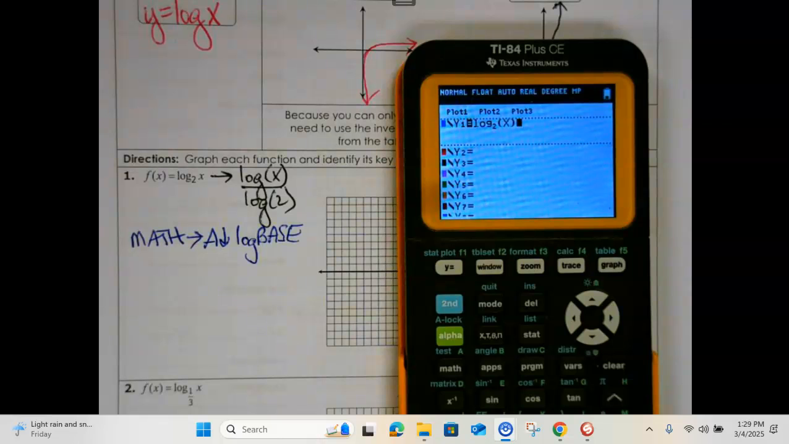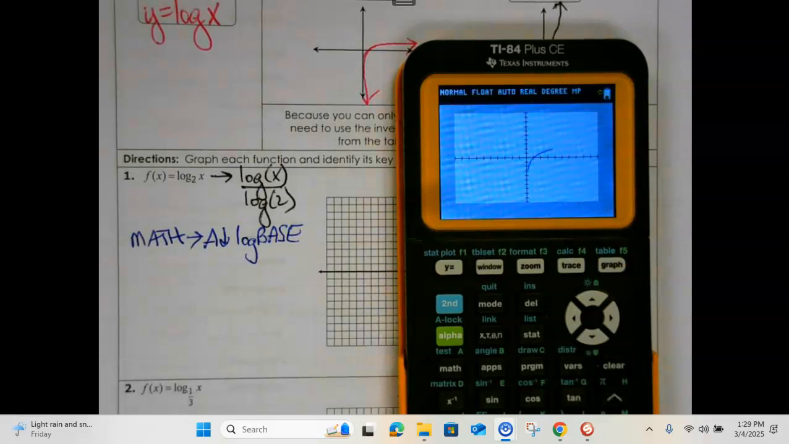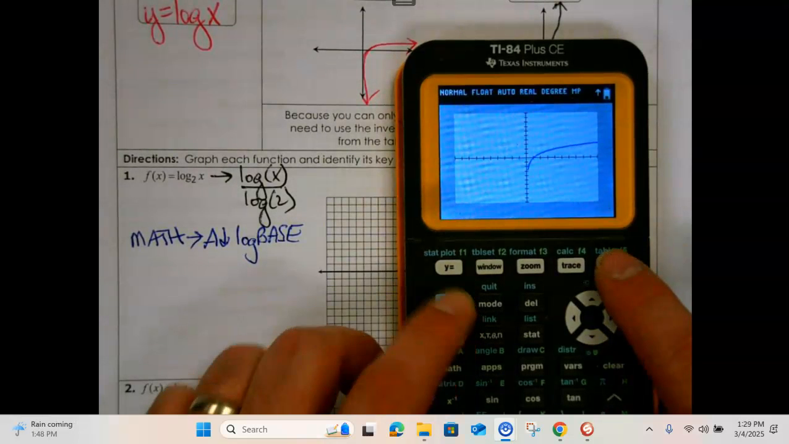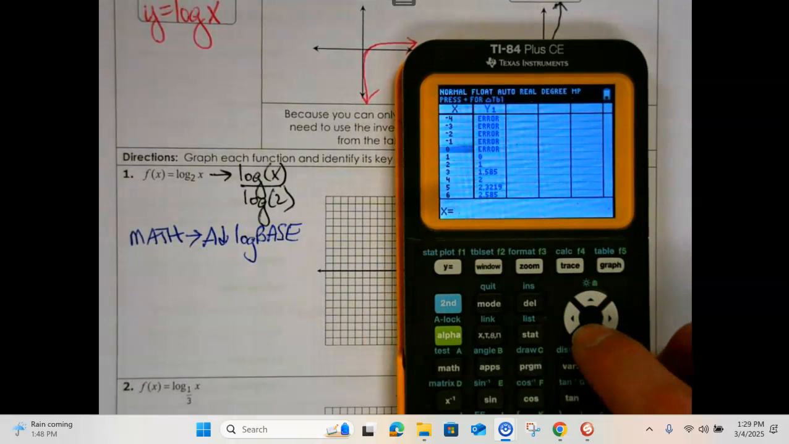So once I get it typed in, take a look. Now, does it look incredibly different from the last one we did? Not really. I mean, if I pull up my chart, let's check into some stuff here.